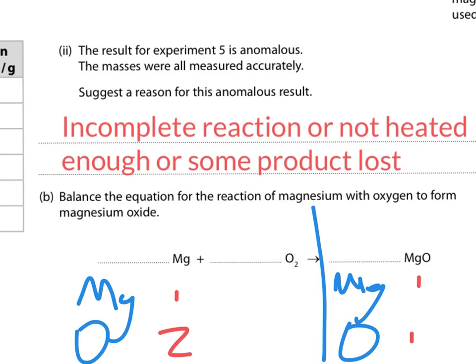So we want to get another oxygen. What we could do is put a big number 2 here, and that's going to mean we now have 2 oxygens here, but it's also going to change the magnesium to 2 as well. So we've sorted oxygen. We've got 2 oxygens on the left-hand side and 2 oxygens on the right-hand side. But we've now got 2 magnesiums on the right, but only 1 magnesium on the left.